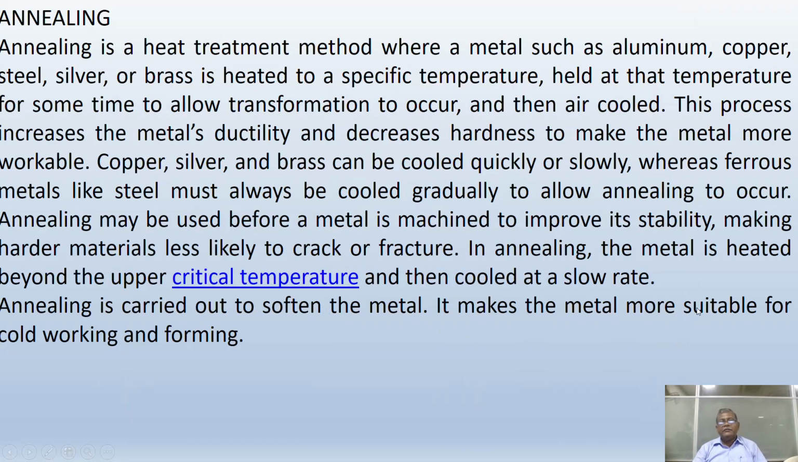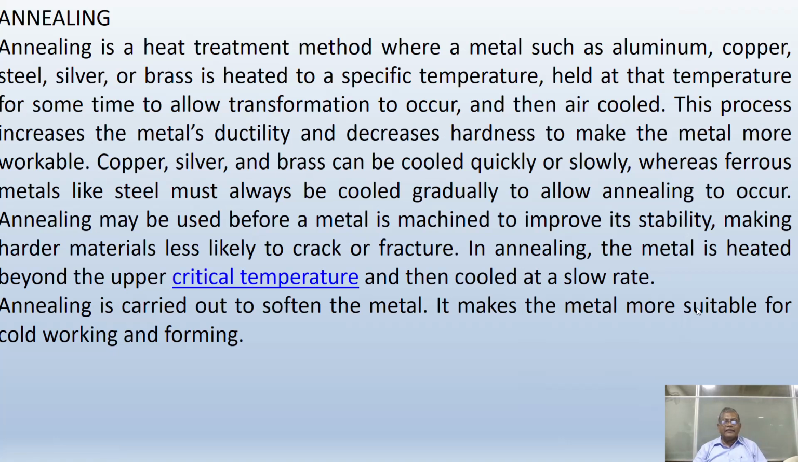Annealing is the heat treatment method where metals such as aluminum, copper, steel, silver, or brass are heated to a specific temperature, held at that temperature for some time to allow transformation to occur. Then it is cooled. This process increases the metal ductility and decreases hardness to make the metal more workable. Copper, silver, and brass can be cooled quickly or slowly, whereas ferrous metals like steel must be cooled gradually to allow annealing to occur. Annealing may be used before metal is machined to improve stability, making harder materials less likely to crack or fracture.